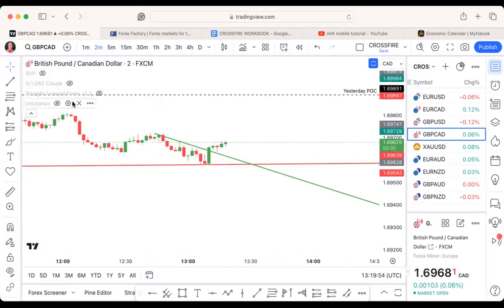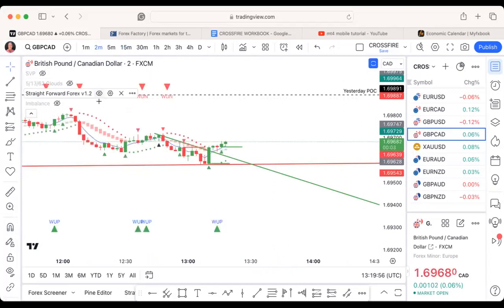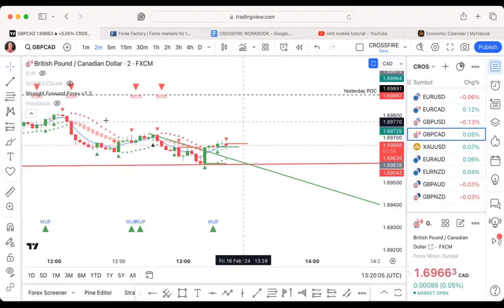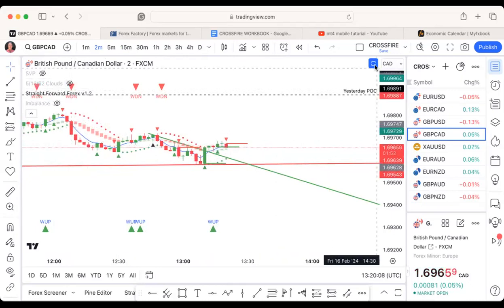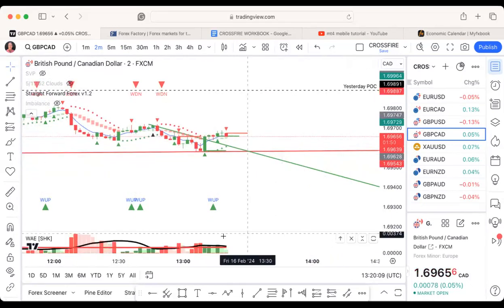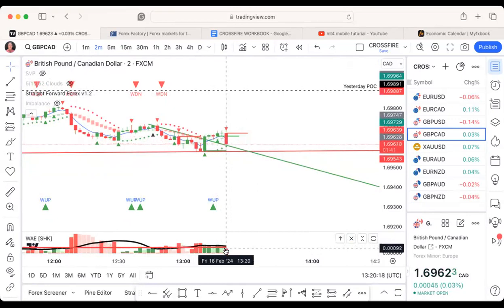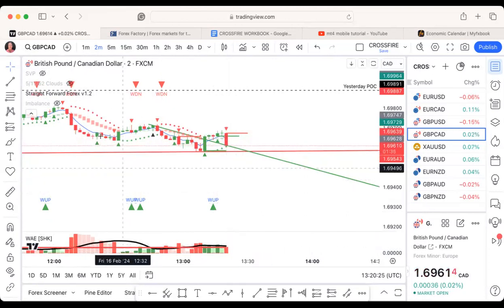So I turn on straightforward Forex and I notice that we are in a wave up and we do have green PSARs, although we've just, prices just reversed. If I put on the water atta next, this is telling me to keep out because the black line, which is the explosion line, is actually pointing back towards the red dead zone line, and the histogram is below the explosion line. So there's nothing to worry about there.